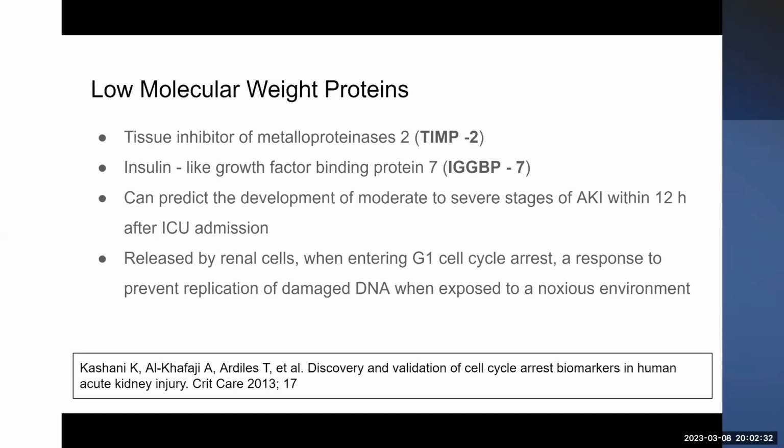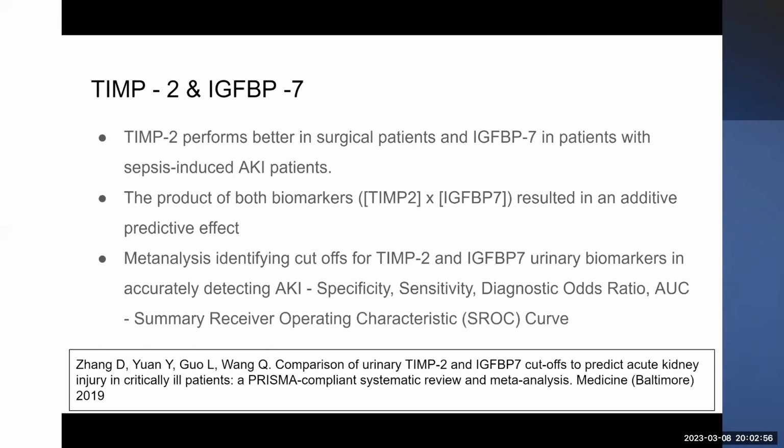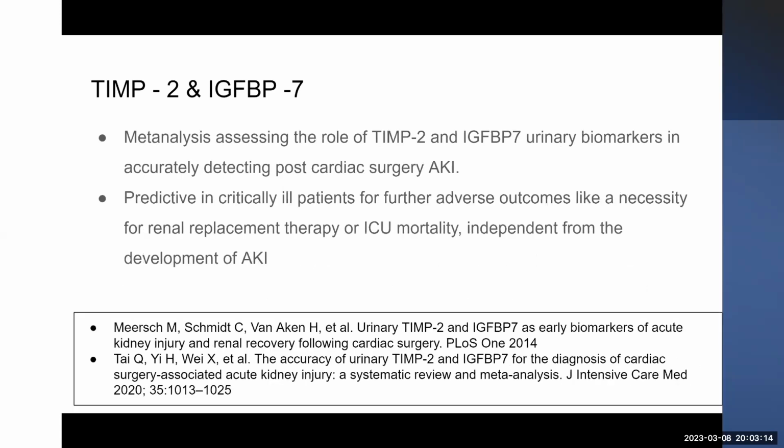The new renal biomarkers are these low molecular weight proteins: the tissue inhibitor of metalloproteinase 2, TIMP2, and insulin-like growth factor binding protein 7, IGFBP7, which can predict the development of moderate to severe AKI within 12 hours of an ICU admission. They are released from the renal cells when they are entering the G1 cell cycle arrest, a response to prevent replication of damaged DNA. Both individually and as a product, they can have a greater predictive effect, and there are quite a few meta-analyses which have shown that the specificity, sensitivity, diagnostic odds ratio, and area under the curves are good to come to a diagnosis. Especially for surgical patients, there is enough evidence in the cardiac surgical population that it can be used to detect it early.